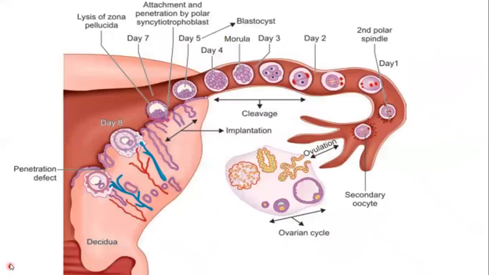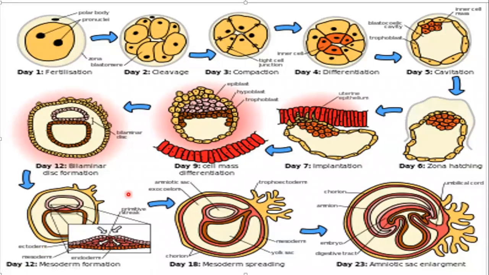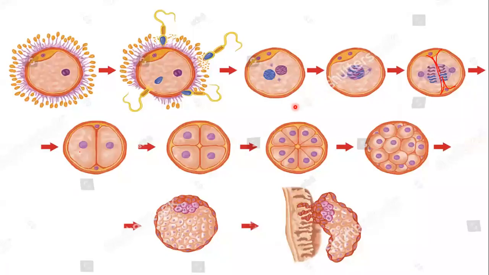You can see in this diagram that the two cell stage is still present in the fallopian tube and has the zona pellucida around it. So these are the two most important points from an MCQ point of view. Now the zygote is converted to the two cell stage after fertilization. If, for example, fertilization occurred on the first day, then on the second day the two cell stage happens, around 30 hours after fertilization.